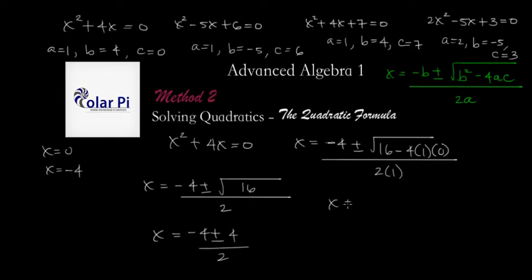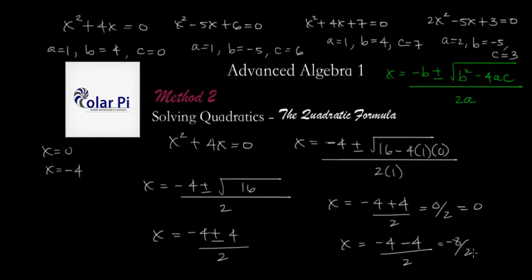So we have 2 answers. x equals -4 plus 4 divided by 2, which is 0 divided by 2, which is just 0. Or x equals -4 minus 4 divided by 2, which is -8 divided by 2, which is -4. Okay, cool. Those are the same 2 answers we found in an earlier video. So we're secure. Let's move on to the next one.